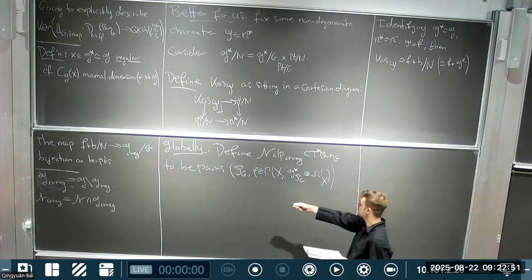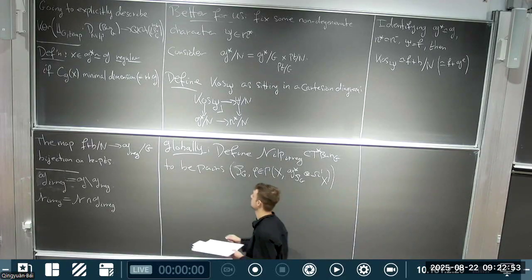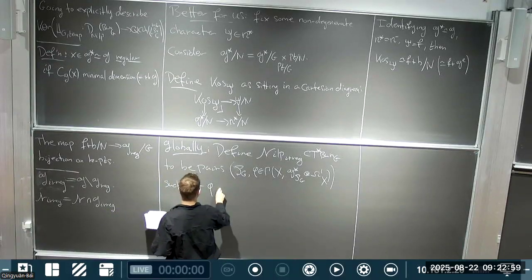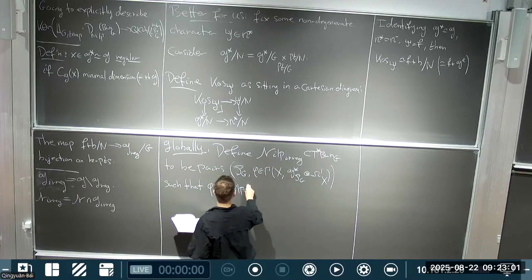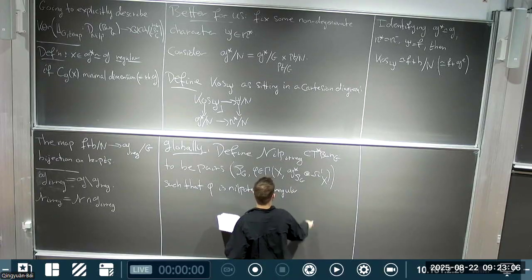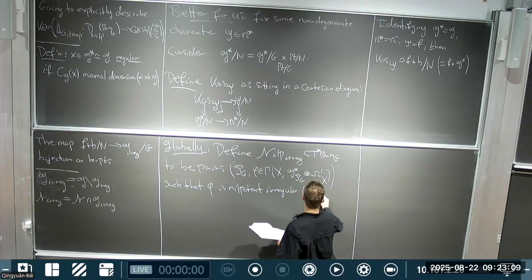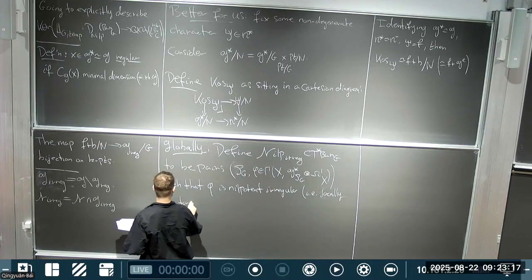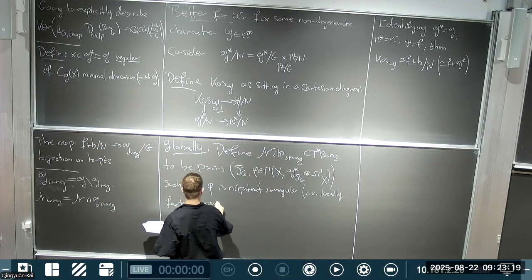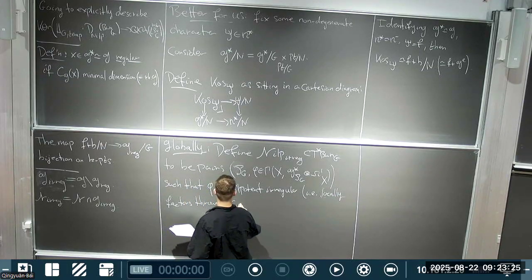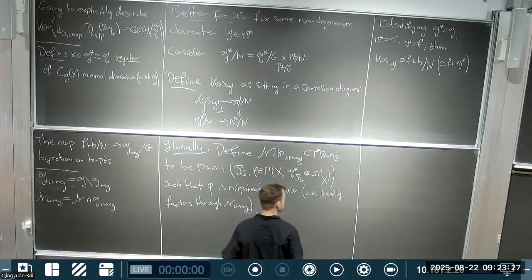Define nil irrec to be the pairs of a G bundle and a Higgs field such that phi is nilpotent irregular. So, i.e., locally it goes through an array.